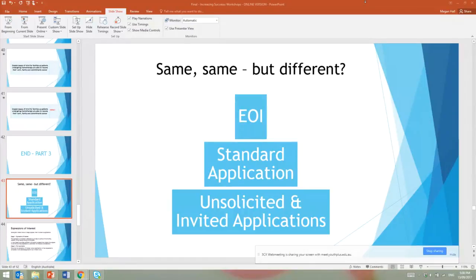There are different definitions of what our funders are actually seeking from us, and we might start here for this part. So, same but different. Let's look at an EOI versus a standard application versus an unsolicited or invited application. An EOI is an expression of interest.